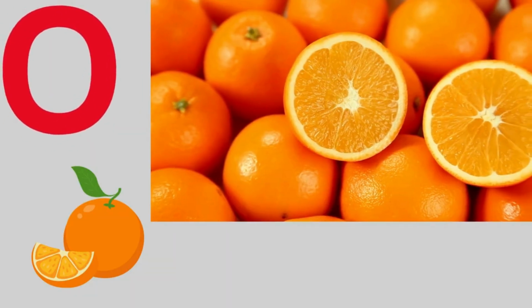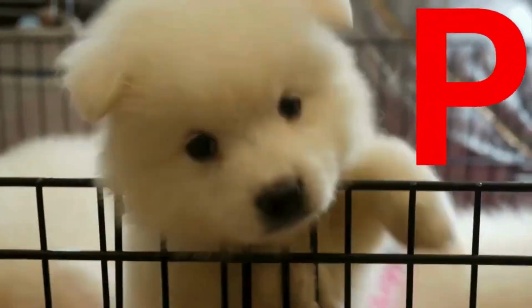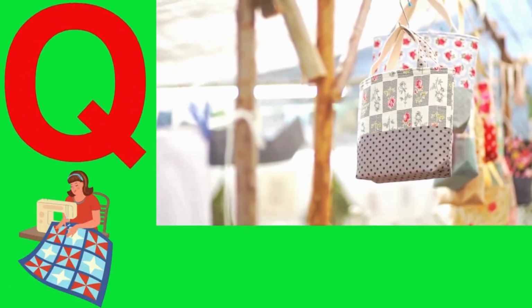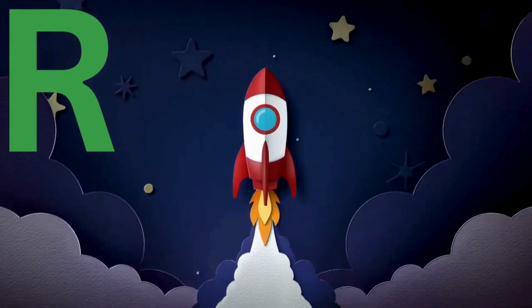O is for orange, orange, orange. P is for puppy, puppy, P puppy. Q is for quilt, quilt, quilt. R is for rocket, rocket, R rocket.